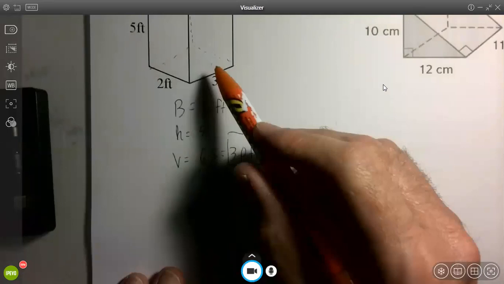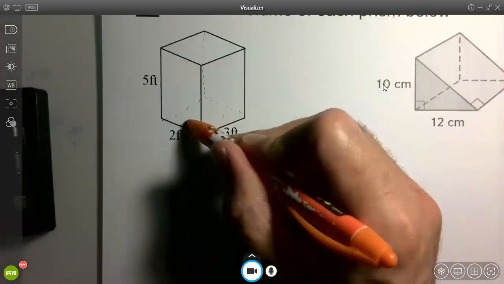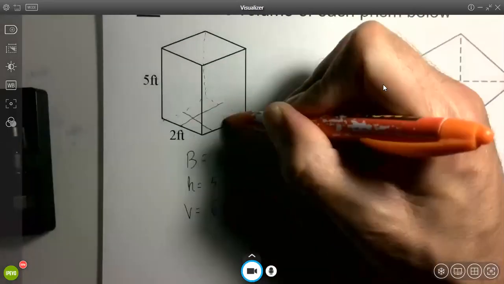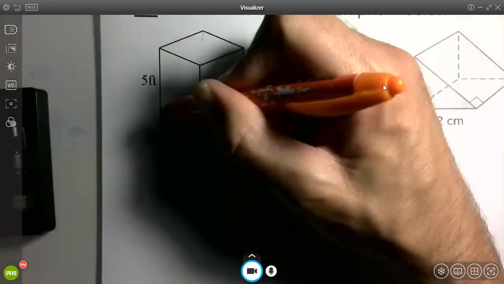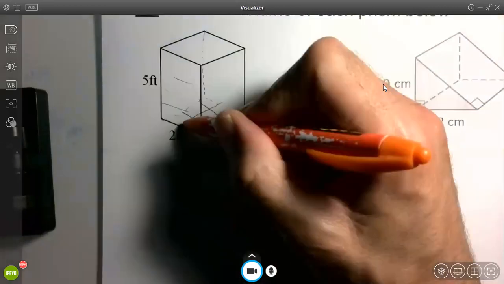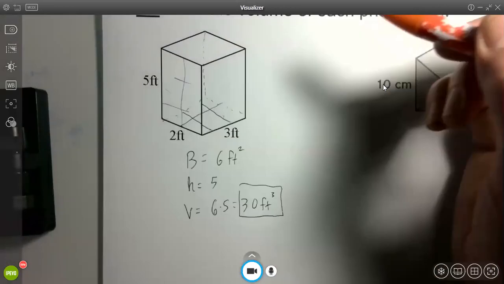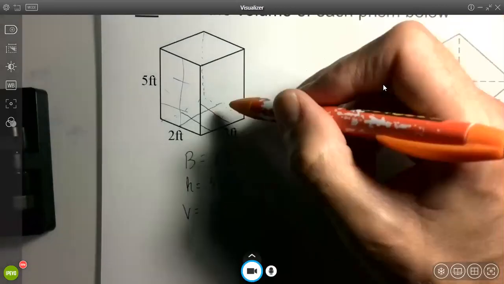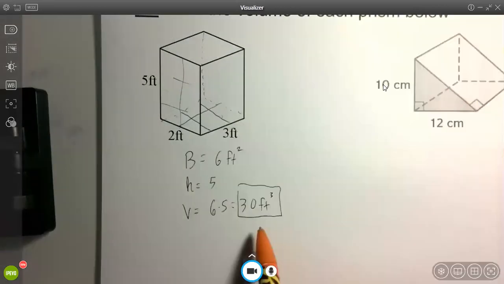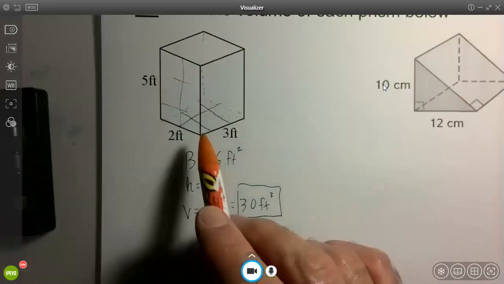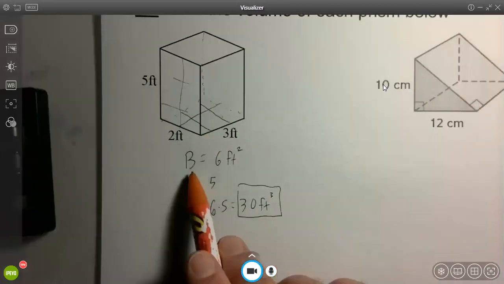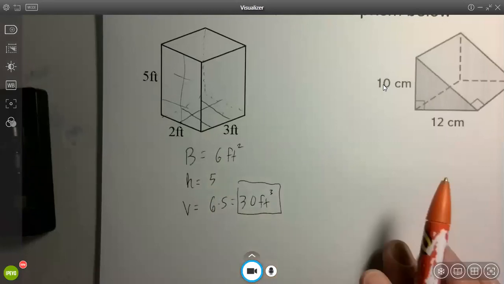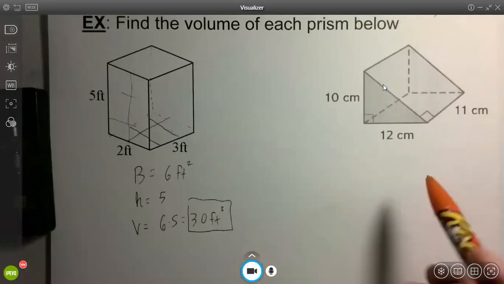And again, if you divided this into units, so it looks something kind of like this, and then this one has five layers, what you're going to see is all these cross sections of this thing, and you can count all those cubes. You're going to come out with 30 of them. You can do it the long way, or you can do it this way by finding area of base times height. Okay, so let's look at this prism right here on the right.